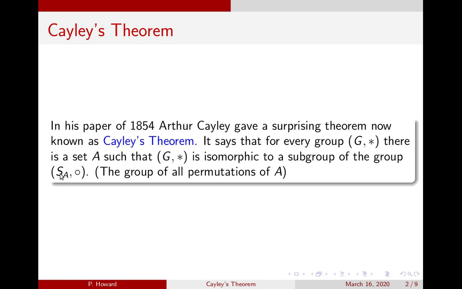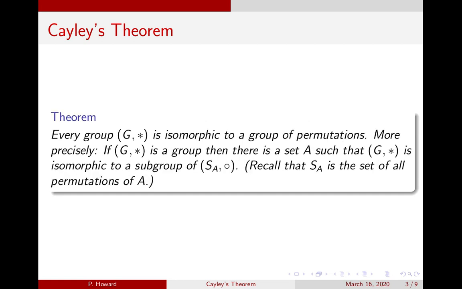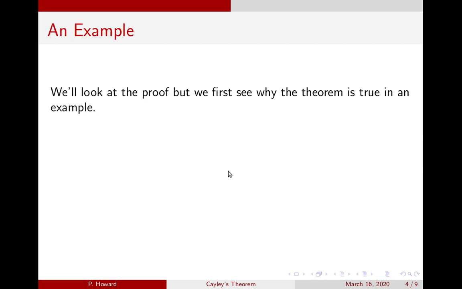Remember, S sub A is our shorthand for the group of all permutations of the set A. And here's a formal statement of the theorem, which doesn't differ from the previous slide. For every group G, you can find a set A so that G star is isomorphic to a subgroup of S sub A using the operation of composition. We're going to take a quick look at the proof at the end of these slides, but first we're going to look at an example.